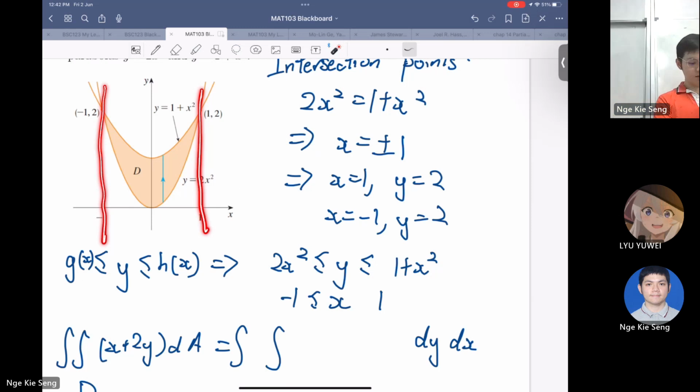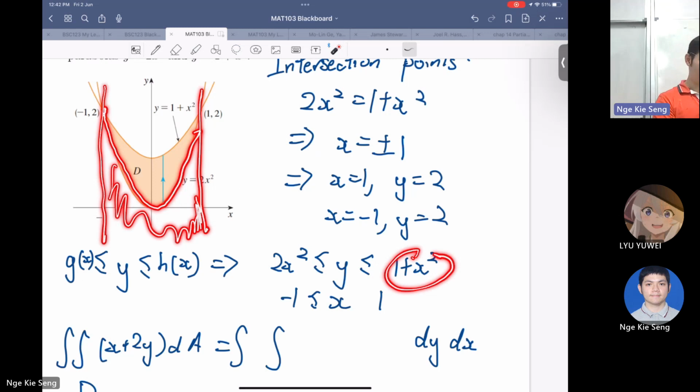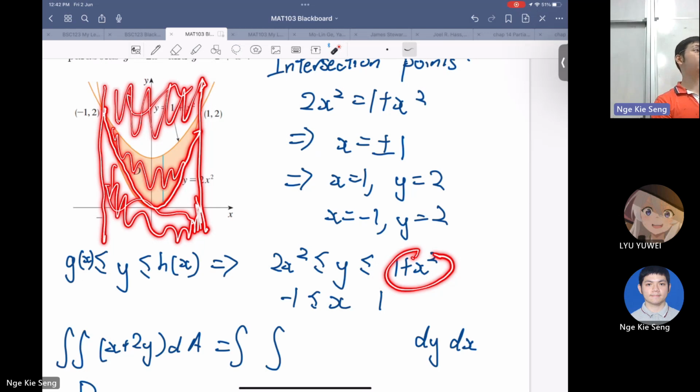Okay. So your function of 2x squared, cut out everything below it. Okay. And your function of 1 plus x squared, cut out everything above it. Okay. These are the things you don't want. You only want the shaded region. Okay. Only the y in between these two functions I consider.